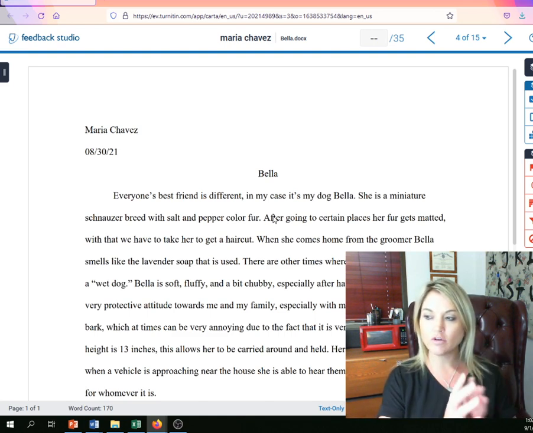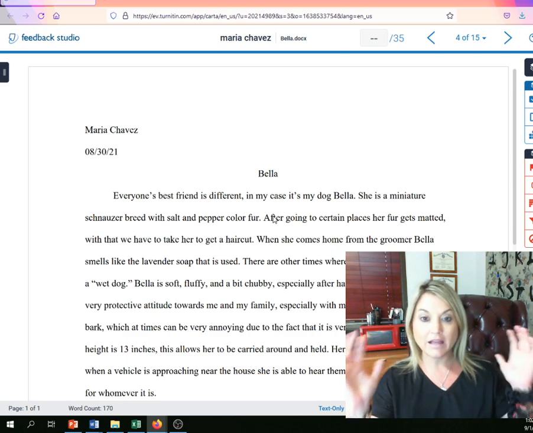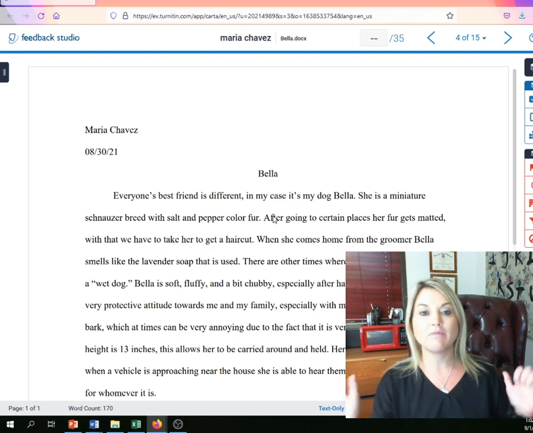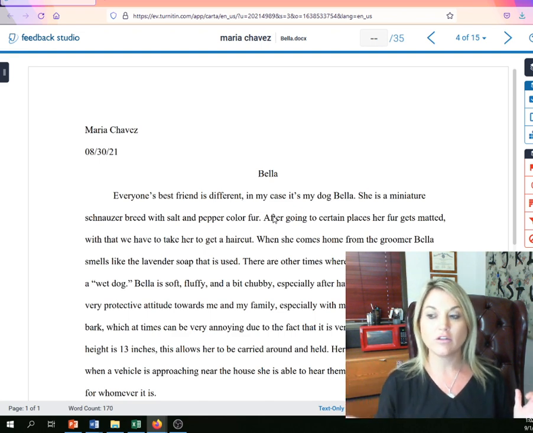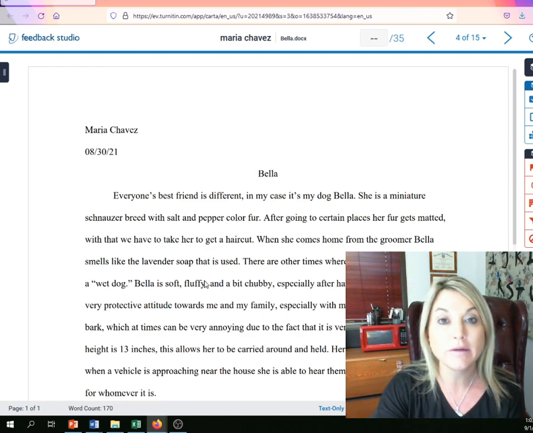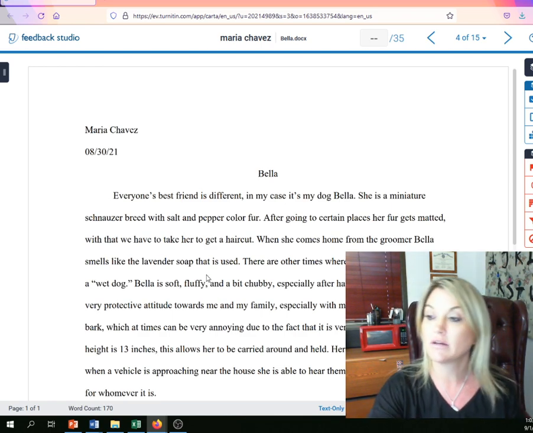So after going to certain places, comma, her fur gets matted. That's a complete sentence. With that, we have to take her to get a haircut. That's also a complete sentence. So that's another example of a comma splice. Oh my goodness, I keep saying that. It's not a semicolon, it is a comma splice.